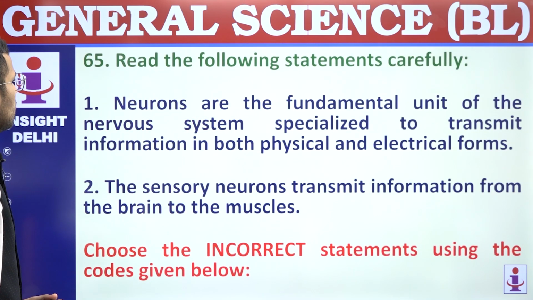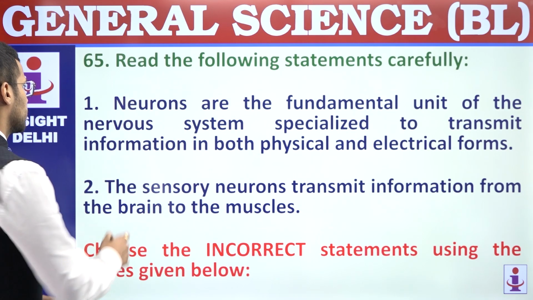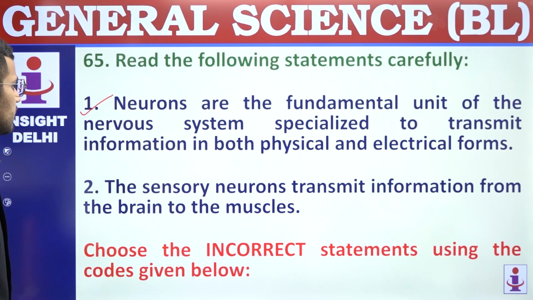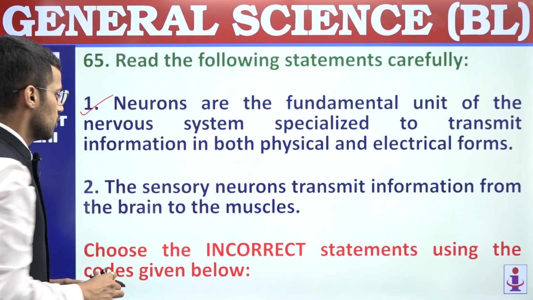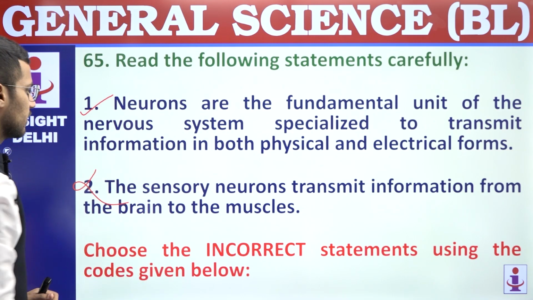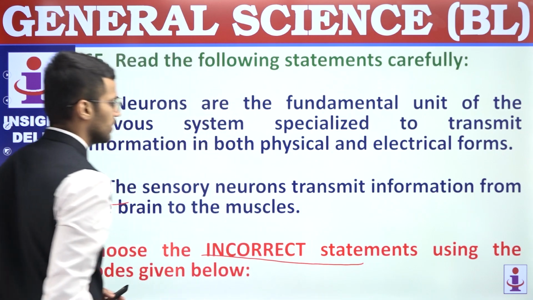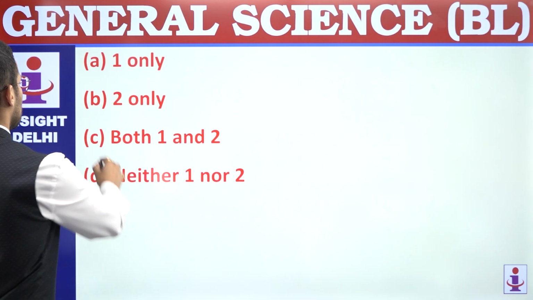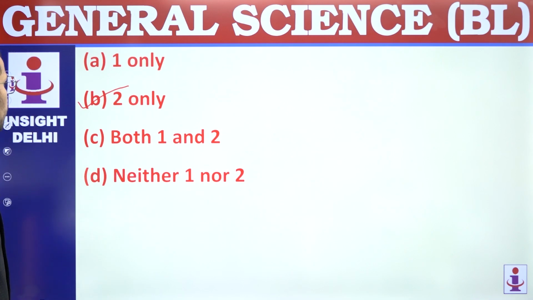Next, 65. Read the following statements carefully. First, neurons are the fundamental unit of the nervous system specialized to transmit information in both physical and electrical forms. Correct statement. Second, the sensory neurons transmit information from brain to the muscle. So it is transmitted towards the brain, and that's why the second statement is incorrect. And we are supposed to find out incorrect statements only. So second statement is incorrect, and hence answer is B, 2 only. Question number 65, answer is B.